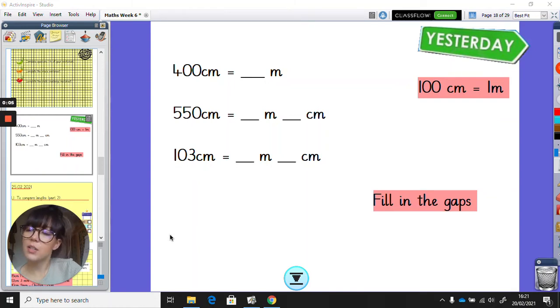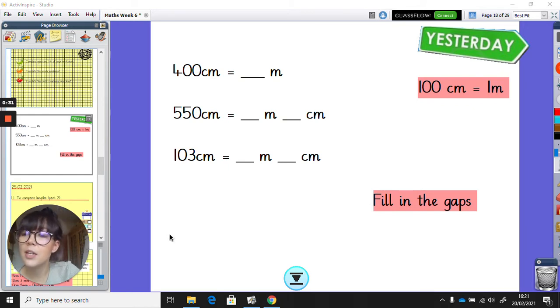So we're just going to do a little recap, and today we are recapping converting from centimetres into metres. Now this will come in really handy with today's learning and also with Friday's learning. So I want you to look at these heights of things in centimetres, and I'd like you to convert them into metres and centimetres, please. Pause the video here and have a go.